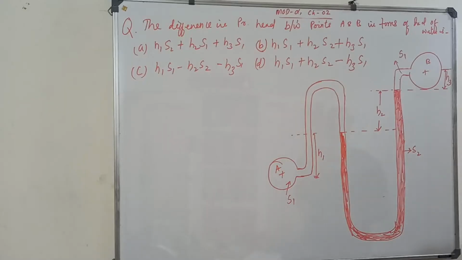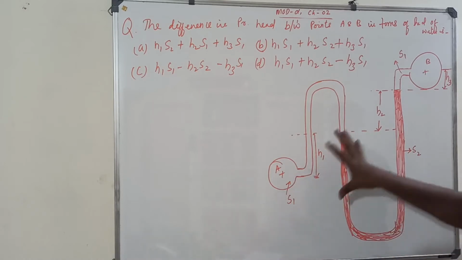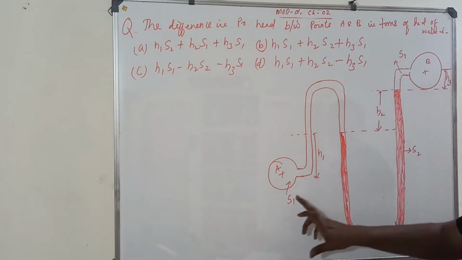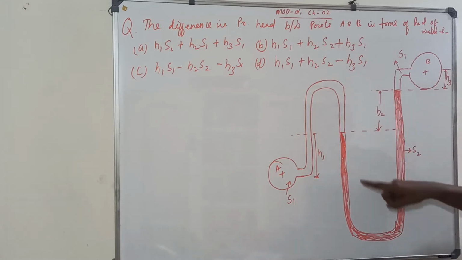Now let us try to solve this problem. Okay, this problem looks tough, but actually it is very easy. So you have two pipes, one is A, one is B. Both have the same fluid, of specific gravity S1 and S1. And there is a multi-limb U-tube manometer. Question is easy. Don't take much tension.